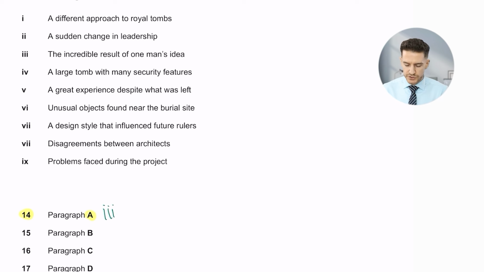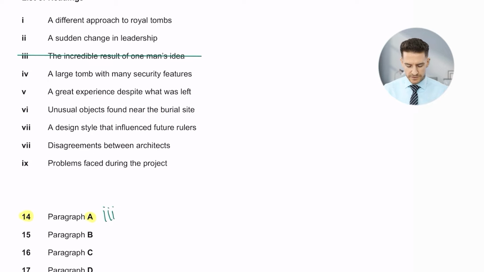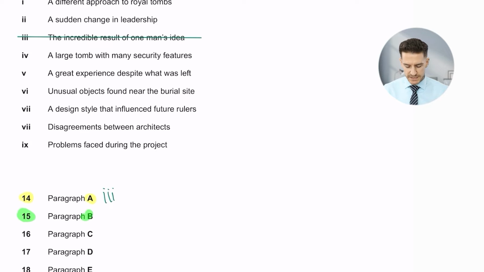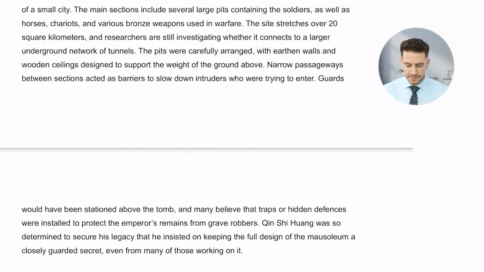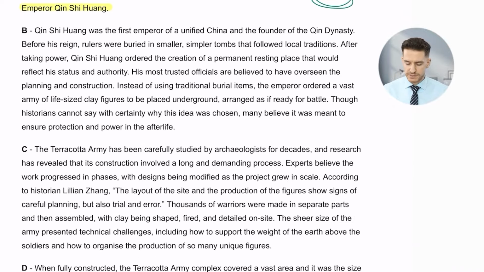When you have chosen a heading, you can then cross that heading off, and it's going to make it easier for you when you do the next headings because you have less to choose from. So now let's go to the next question, which is 15, and that's about paragraph B. Let's go back up and think about what the main ideas are for this paragraph.